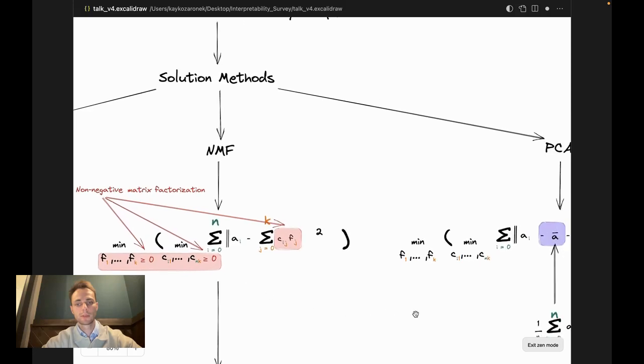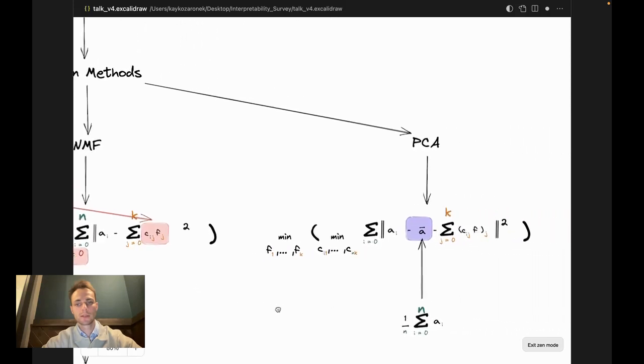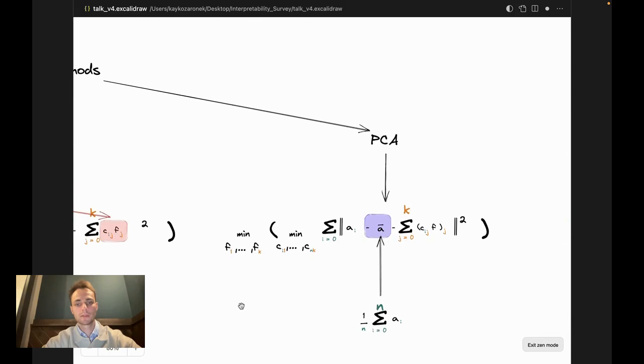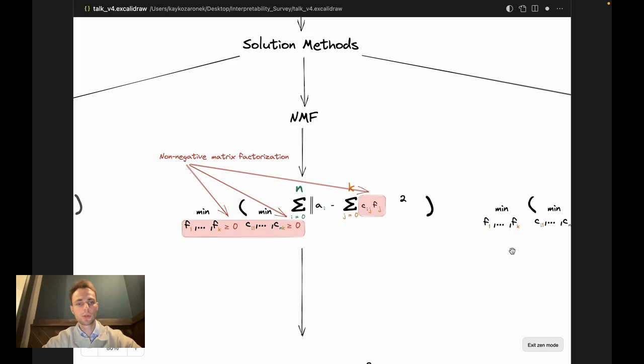Now, a different solution method is PCA. We again see the similarities in the optimization problems. The only difference is that we subtract the mean of the activation vectors from the activation vector at first. In our work, we're particularly interested in the case of non-negative matrix factorization.